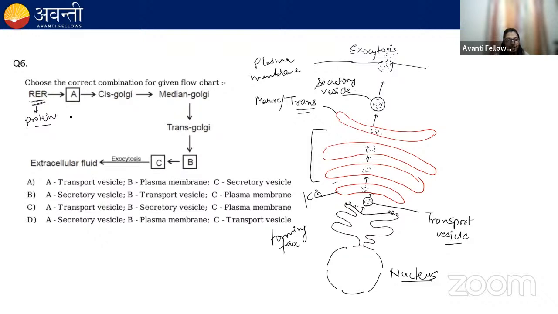Now look at the options. A is the transport vesicle. From the trans Golgi, the secretory vesicles are formed. These secretory vesicles then fuse with the plasma membrane. So A is transport vesicle, B is secretory vesicle, C is plasma membrane. So the correct option is C. Okay, I hope it is clear to everyone.